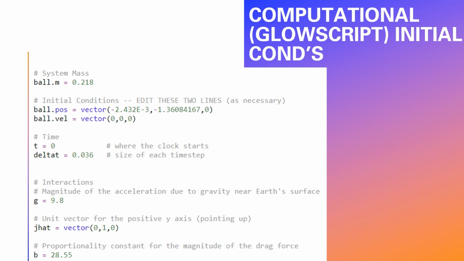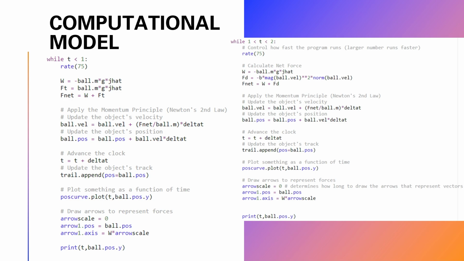And then our proportionality constant is 28.55. Now, for our actual computational model, we have the weight force being equal to negative mg and the force of tension being equal to mg. So as you can see, F net equals W plus Ft will cancel since those are equal and opposite, and that results in the static equilibrium that we see in the video and in the computational model.